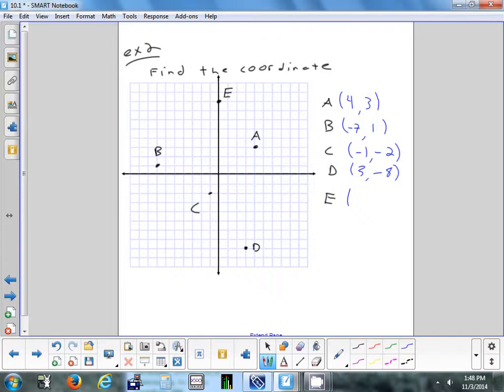Tyler? 0, 8. Yep, 8. This grid is 10 by 10, so if you're up here, you're 2 units from the top, which is at 8. Good. Okay, any questions on that?